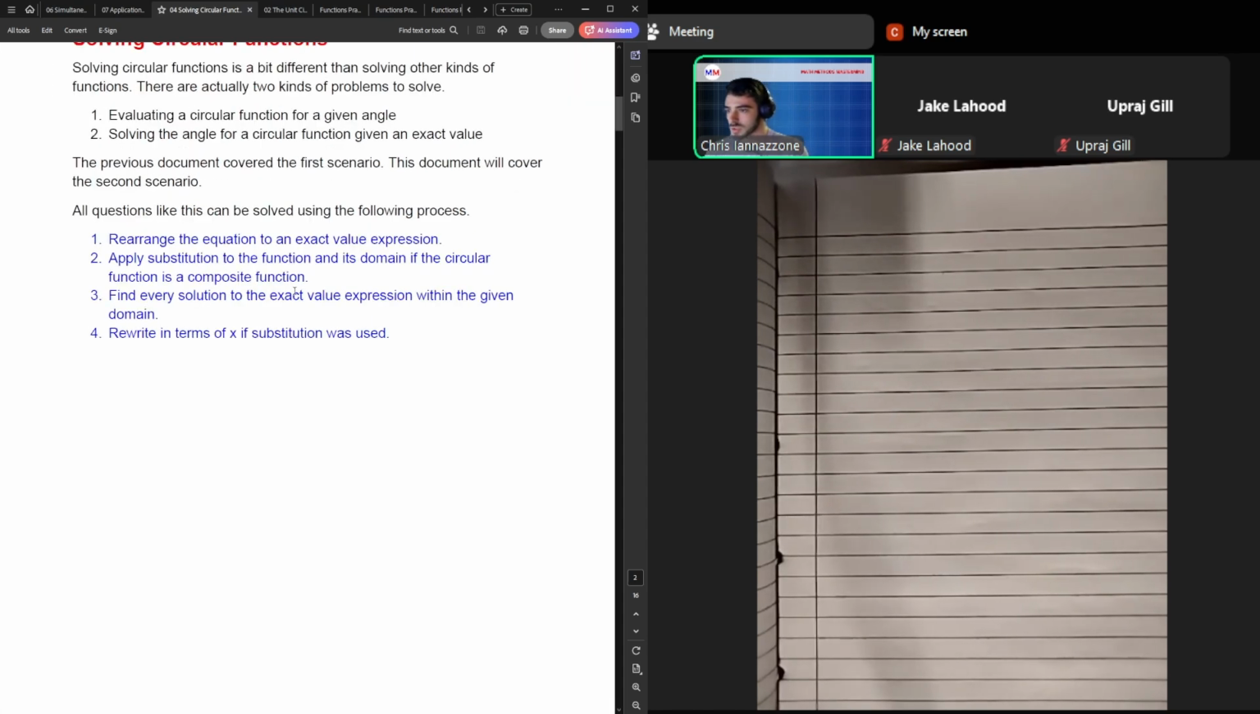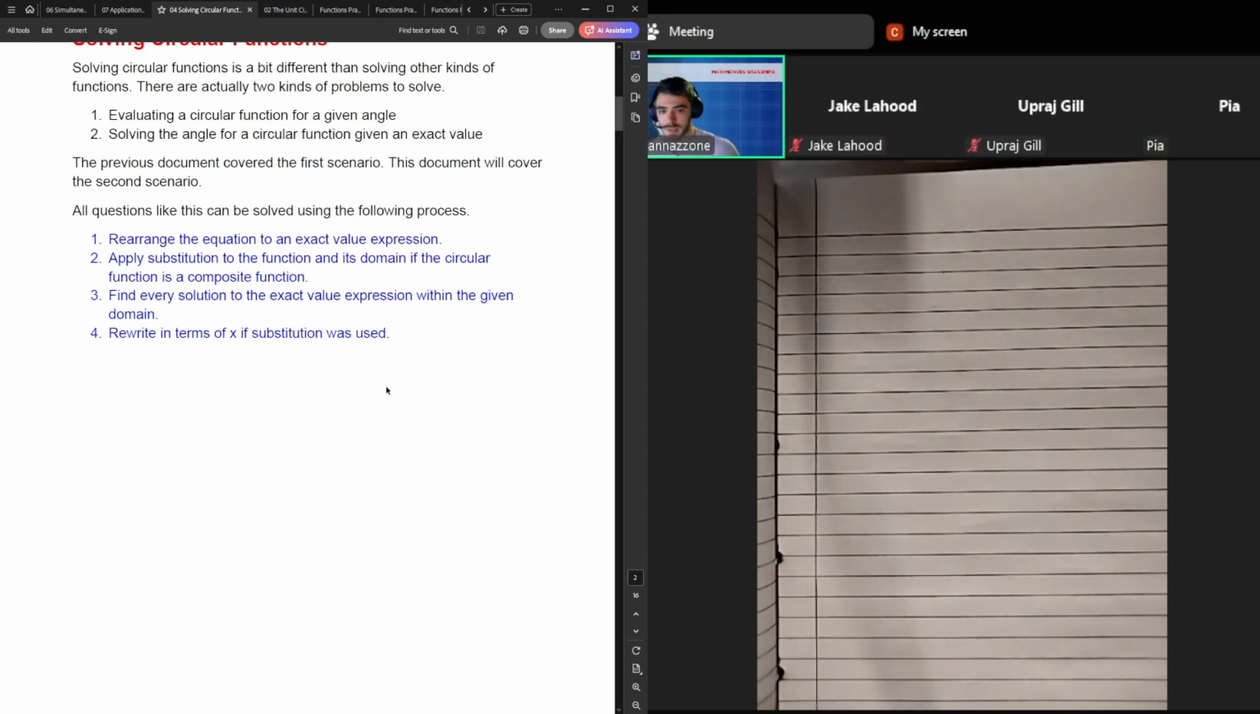So in all circumstances, you're trying to get your circular function into a spot where you have an exact value expression. That means you have a circular function on one side and one of the exact values on the unit circle on the other side. From there, you may or may not need to simplify things with substitutions, but you're effectively just trying to find where your circular function exists on the unit circle. That's the gist of it.